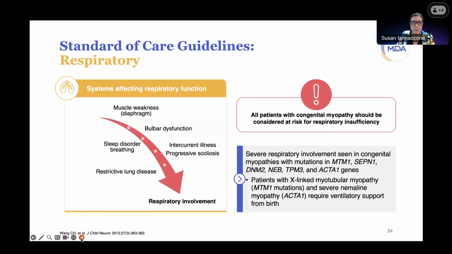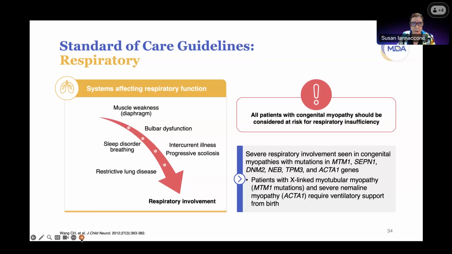For respiratory involvement, I think it's important to know, first of all, that all patients who have congenital myopathy are at risk for developing respiratory insufficiency. And this is because the respiratory function is directly related to muscle strength. So the weakness of the diaphragm or the intercostal muscles contributes greatly to the development of restrictive lung disease.